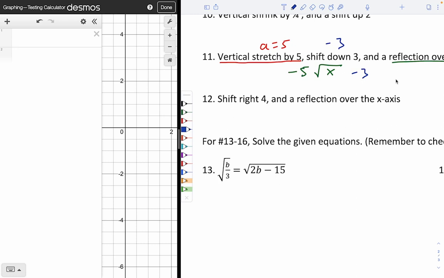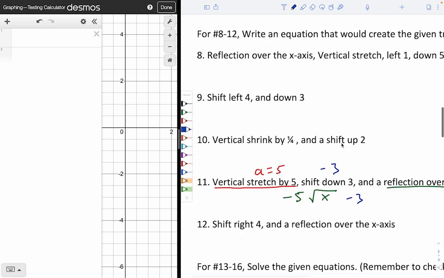That right there has a reflection, stretch by 5, down 3. There's my transformations. Okay, let's do one more of these.